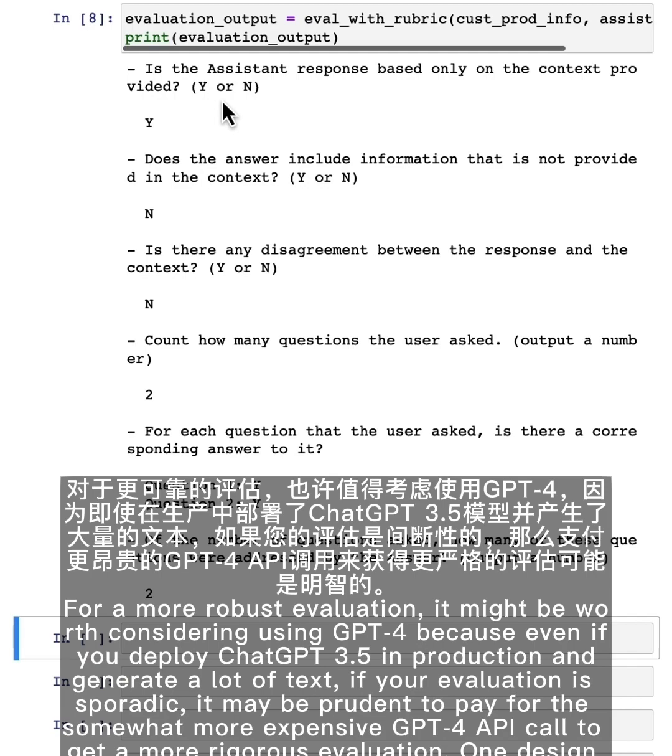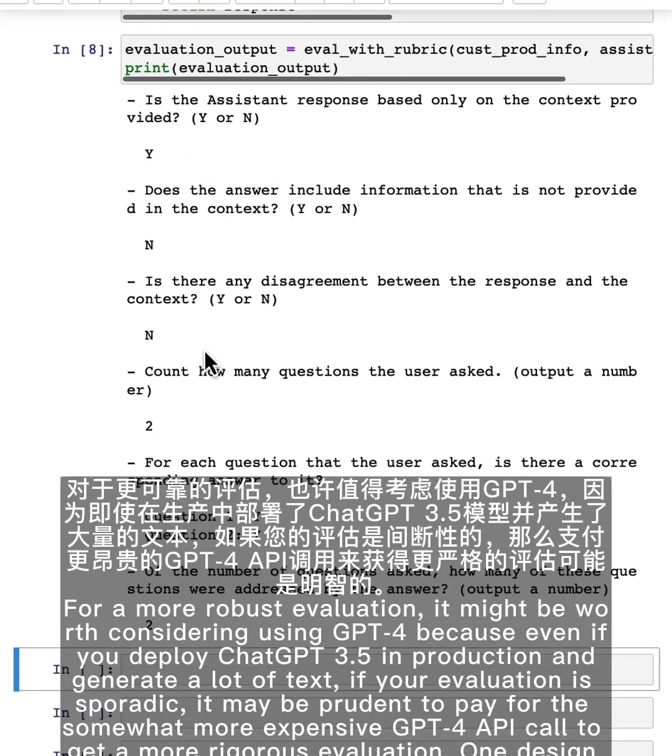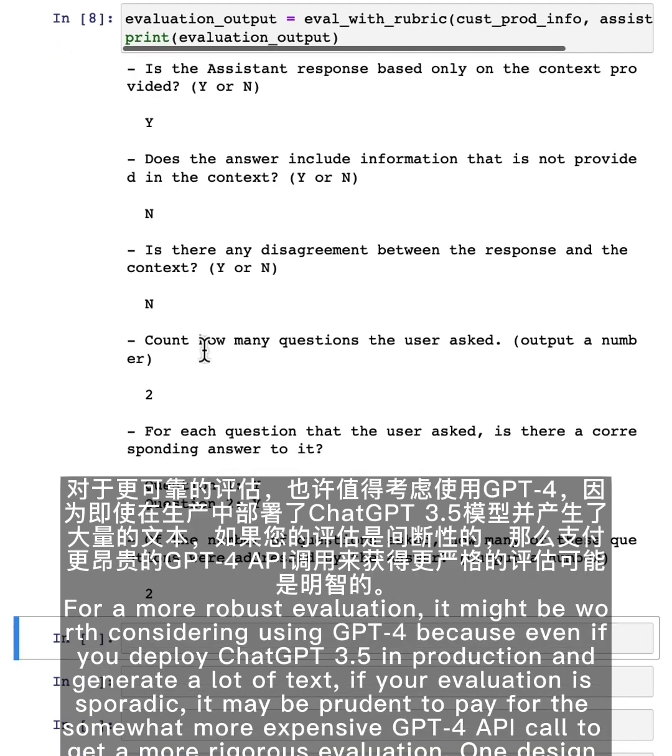One design pattern that I hope you can take away from this is that when you can specify a rubric, meaning a list of criteria by which to evaluate an LLM output, then you can actually use another API call to evaluate your first LLM output.